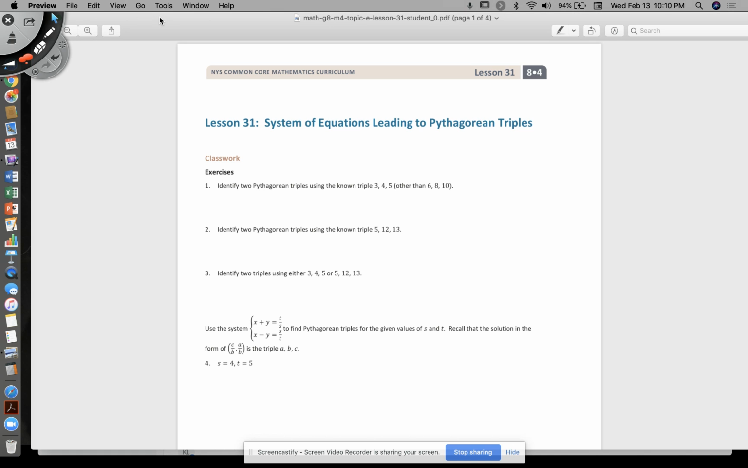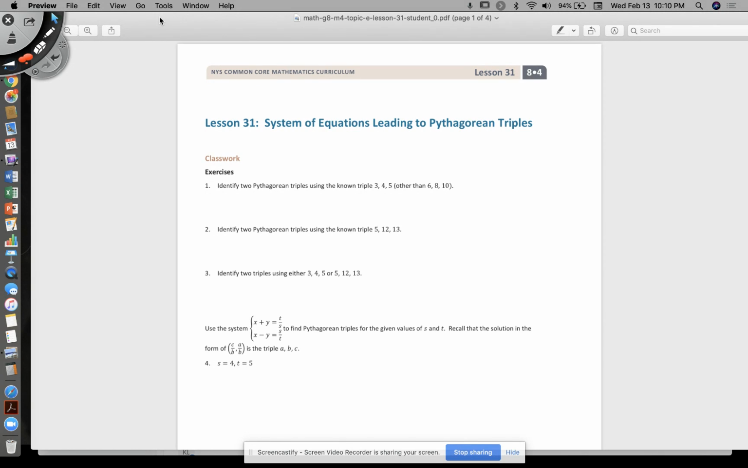All right, this is 8th grade, Module 4, Lesson 31. This is the last lesson of Module 4. We have made it to the end. This is a great lesson because it's exactly where we're going in our next module. We're going to start talking about Pythagorean Theorem.